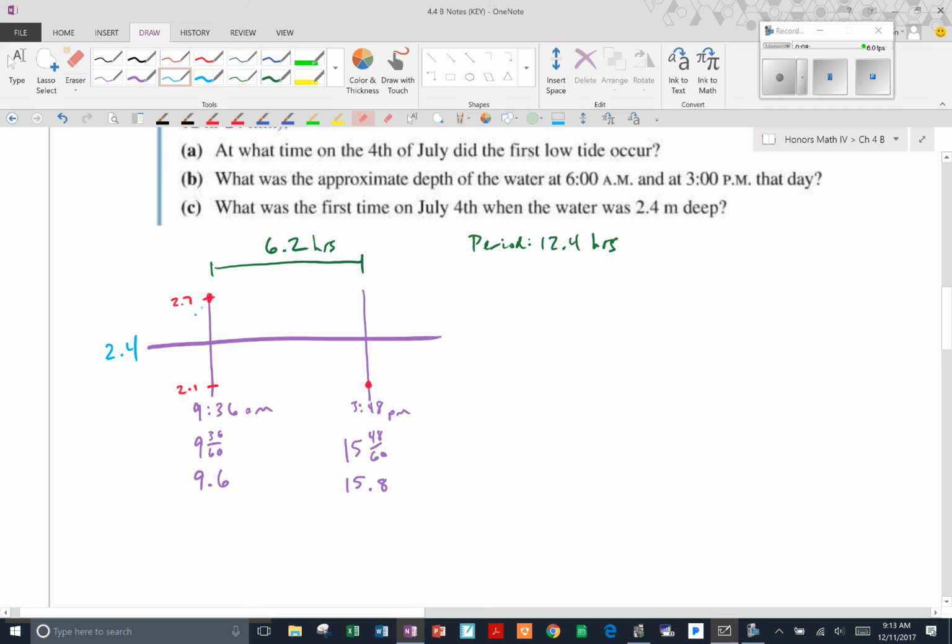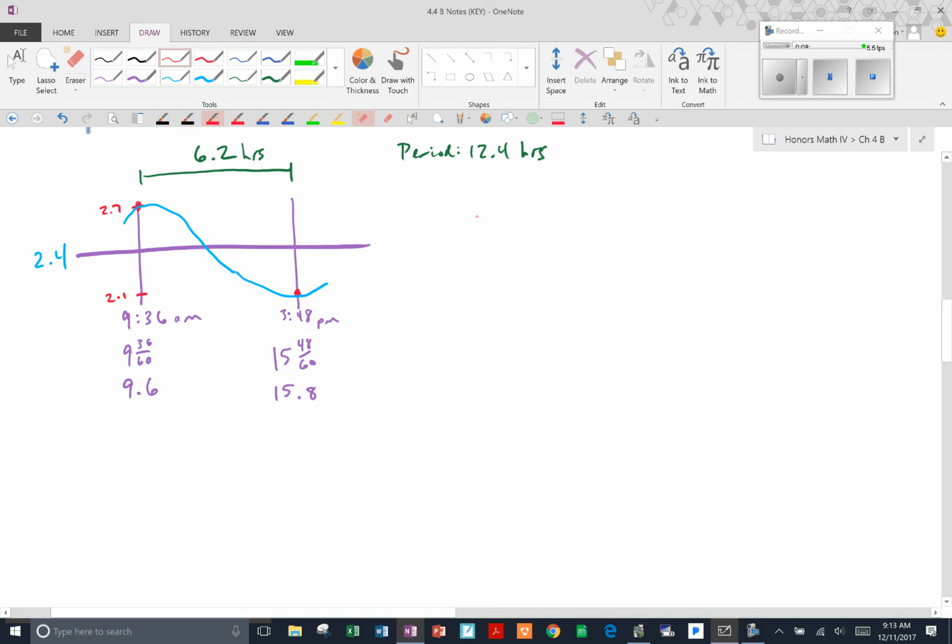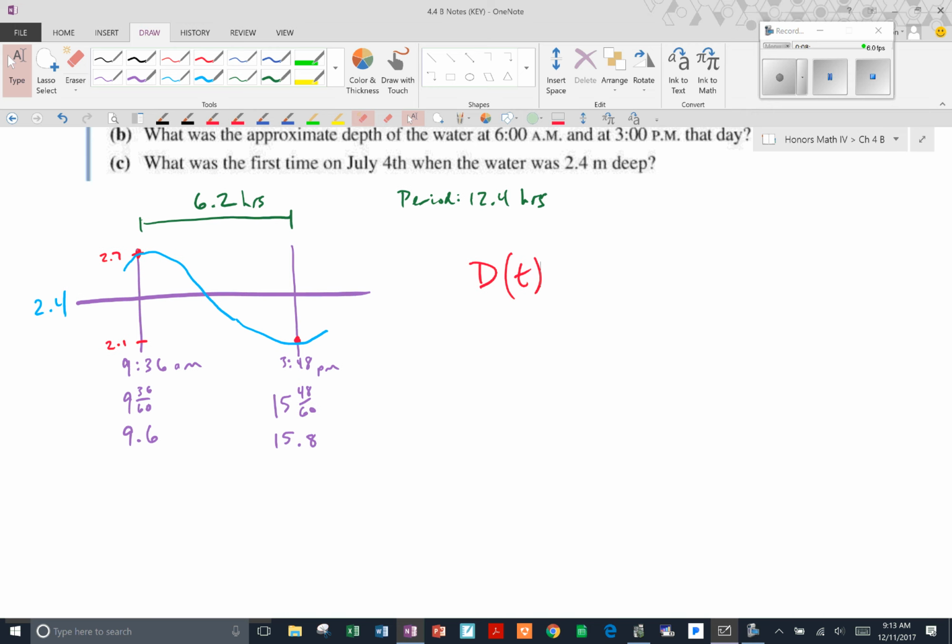All right, so here's where we're sitting. We've got this as our function. Does that look like a cosine or sine? What do you think would be easiest to write? Cosine, and positive too, right? So we've got, so far, let's use some useful variables. I'm going to use d for depth and t for time. So I'm calling my y-axis d, my x-axis t.